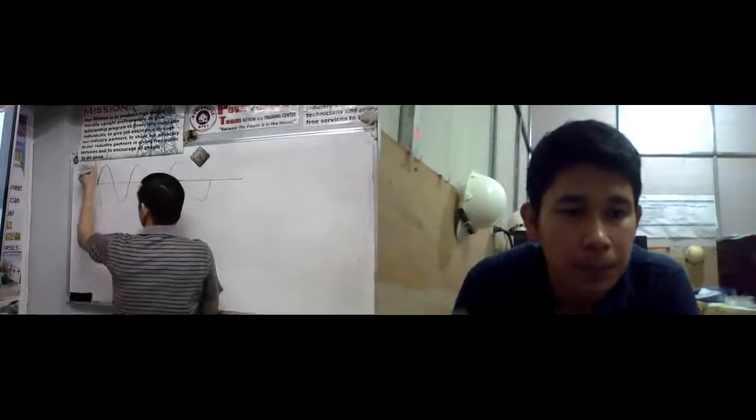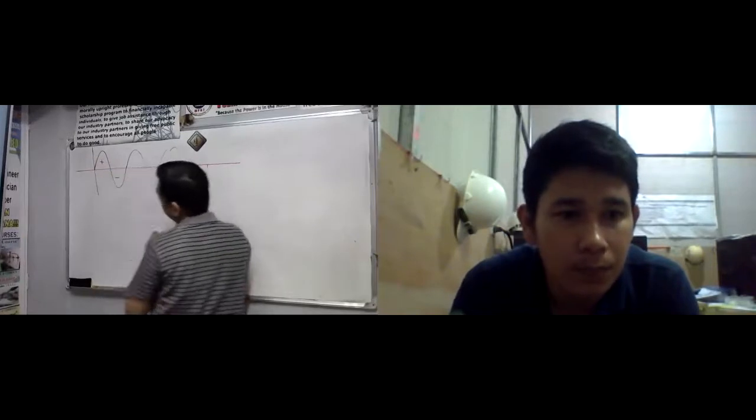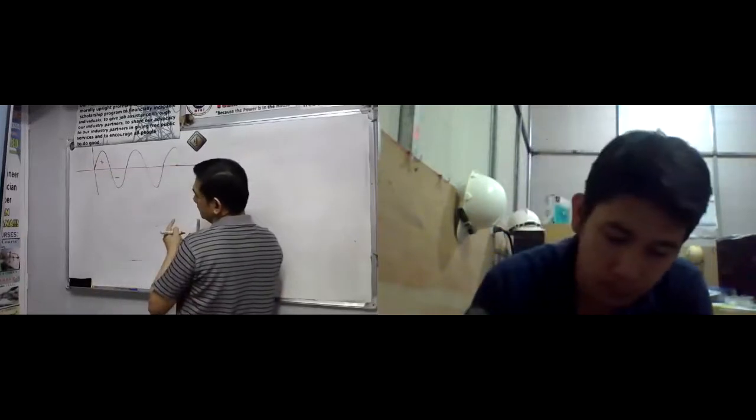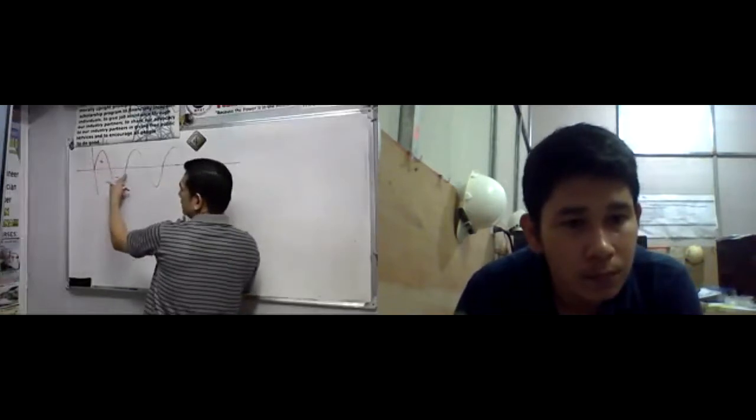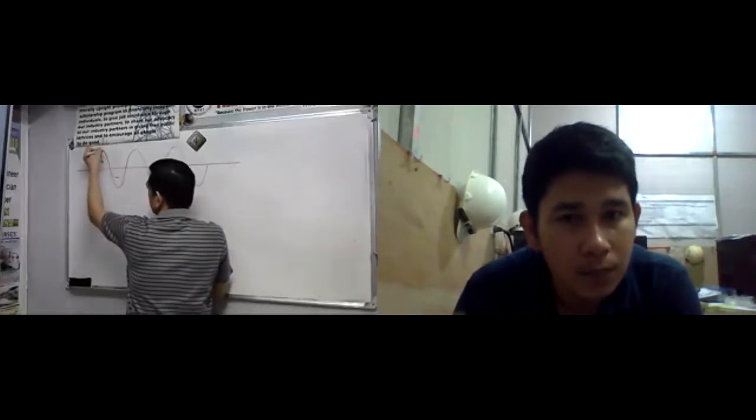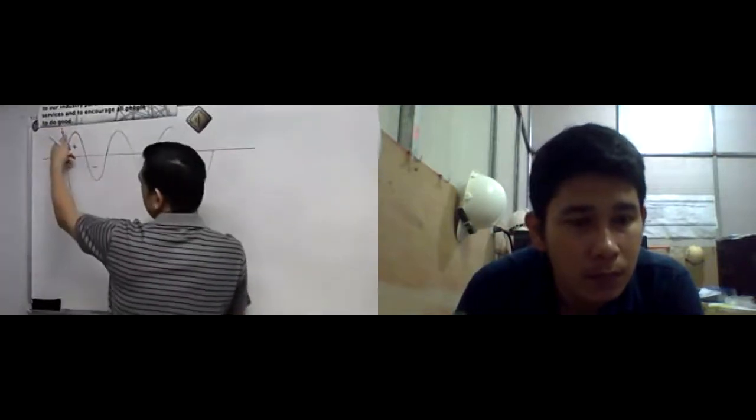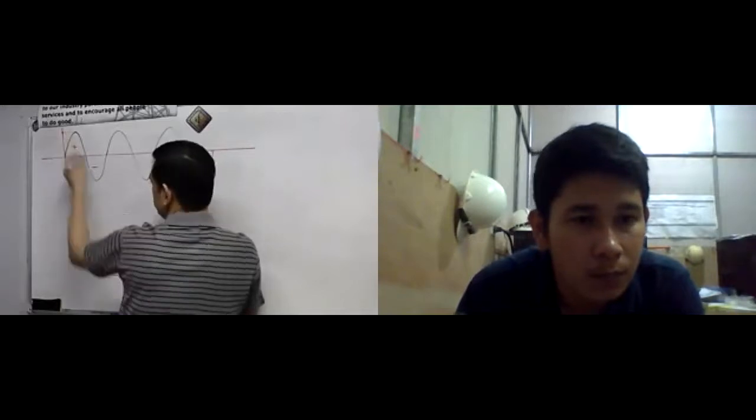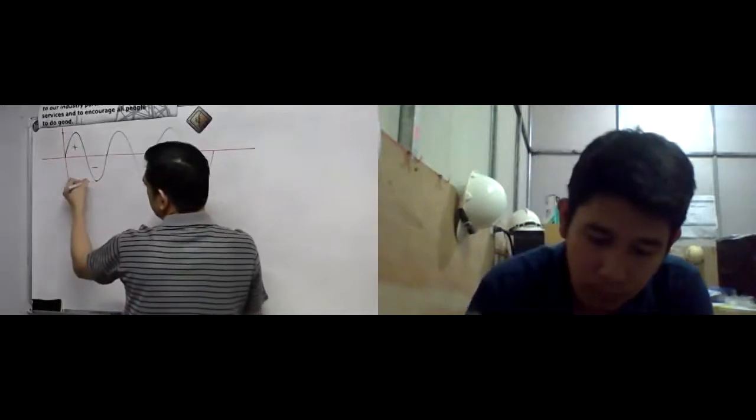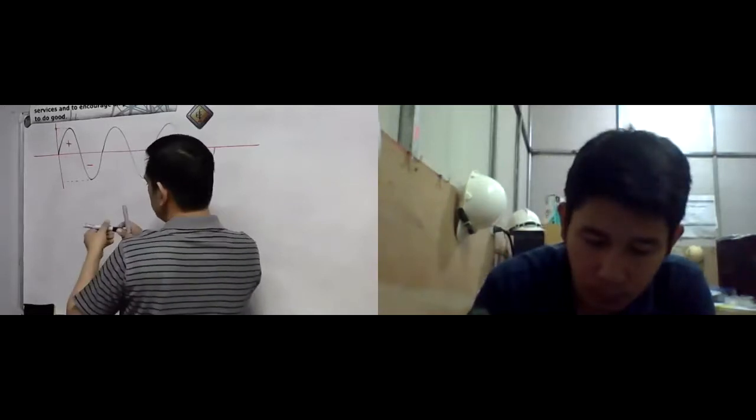So for a sine wave, this is the positive and negative of the cycle. No? So this is a cycle. So you have a positive half cycle, then we have the negative half cycle. So this is our positive peak. This is the maximum value, no? Positive maximum or positive peak value. Then we have the negative peak value, or the maximum value.